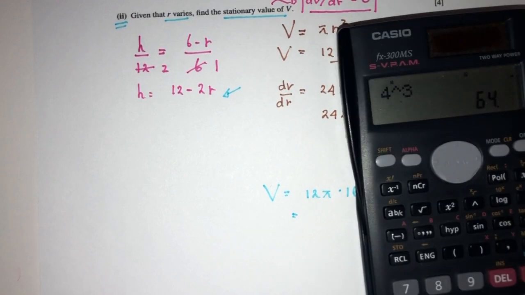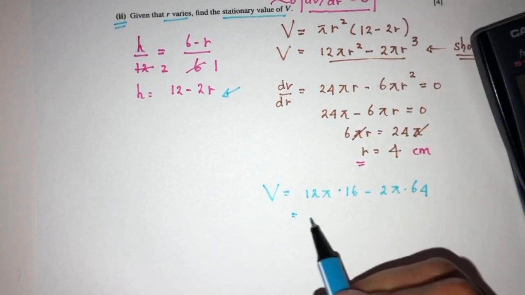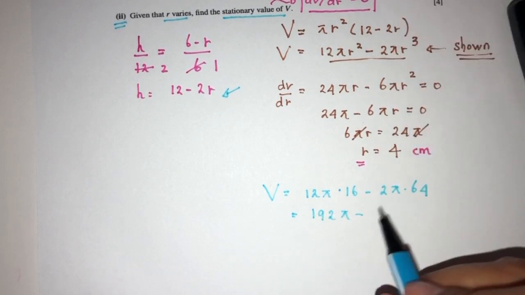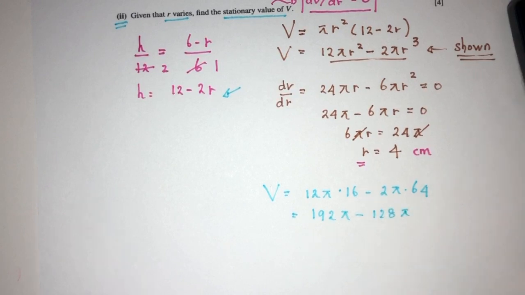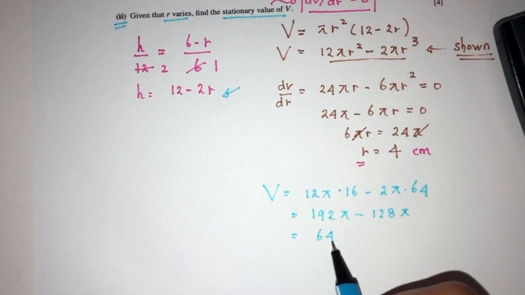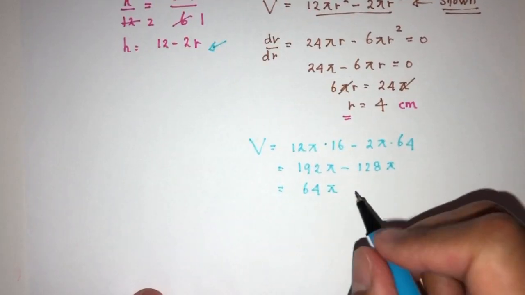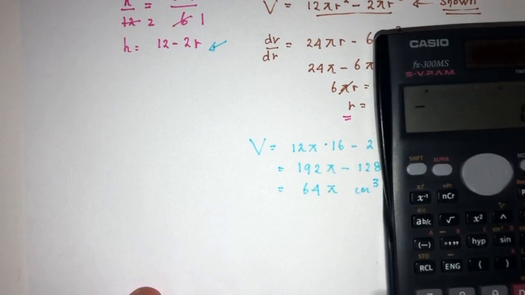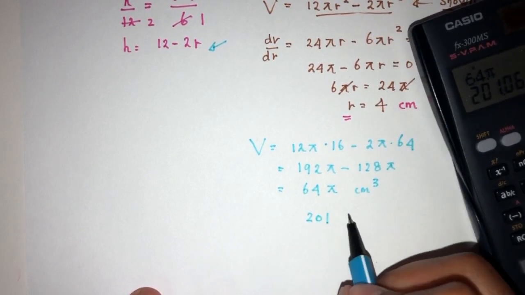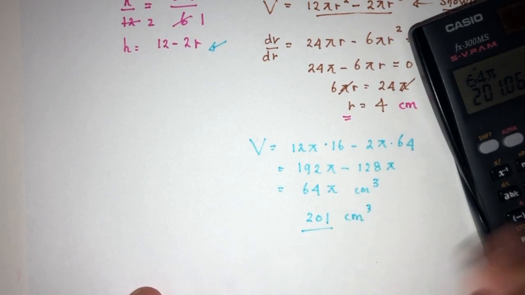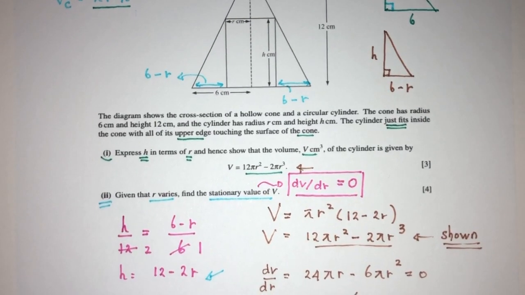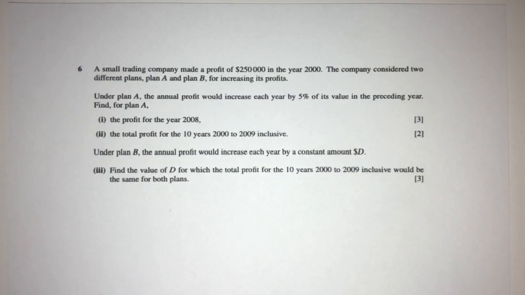That should be 16 times 12. That should be 192 pi minus 64 times 2. That should be 128 pi. So 192 minus 128, that should be 64 pi. That will be centimeters cubed, or you can find the value as well. That should be 201 centimeters cubed, correct to 3SF. It's up to you. And that will be your question in relation to differentiation. Now let's move on to the next question.